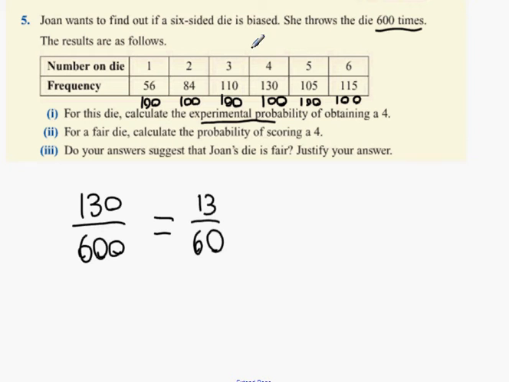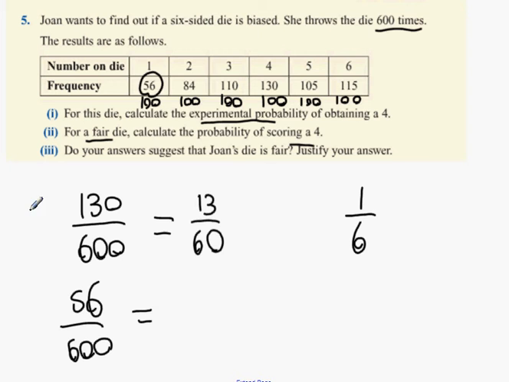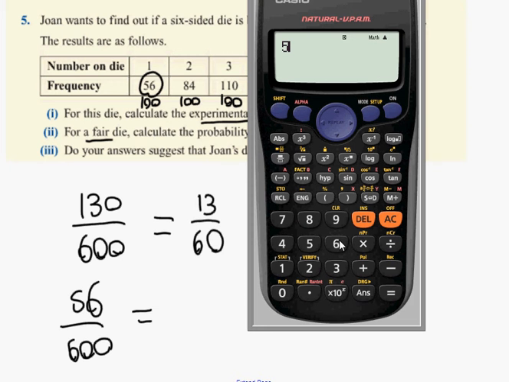Okay guys, it was a fair dice. How many 4s should I get? What's my probability of getting a 4 with a fair dice? 1 out of 6, or 100 out of 600 is 1 out of 6. Does your answer suggest that Joan's dice is fair? I'd argue that this 56 here is well off the mark. 56 out of 600 should be close to a sixth, but as we can see, 56 is a long way away from 100.